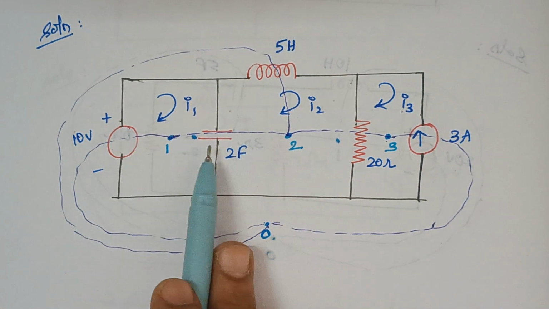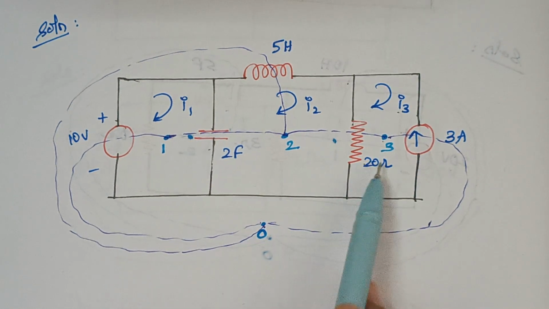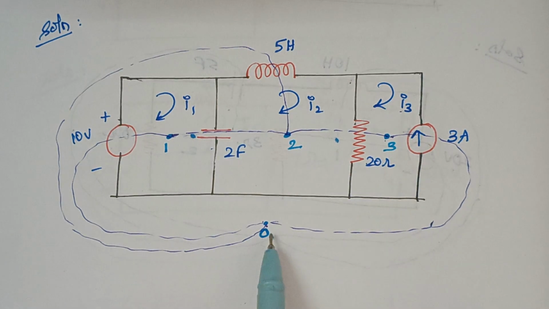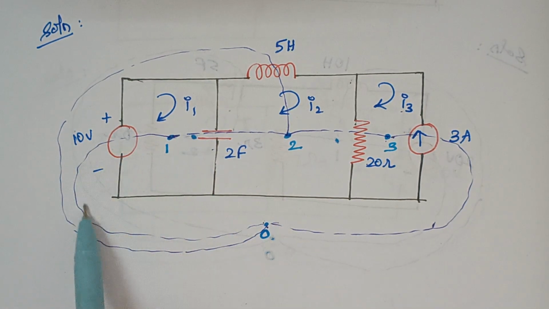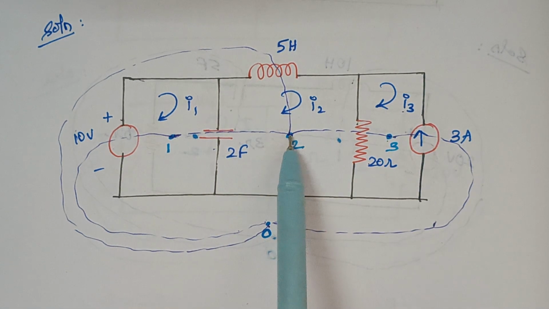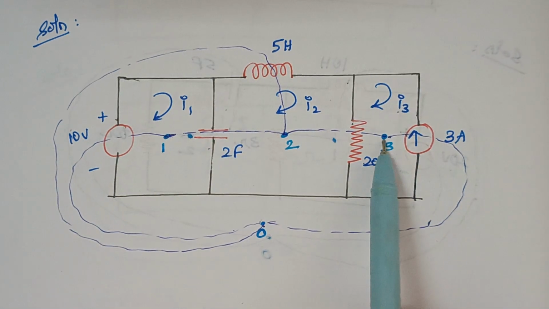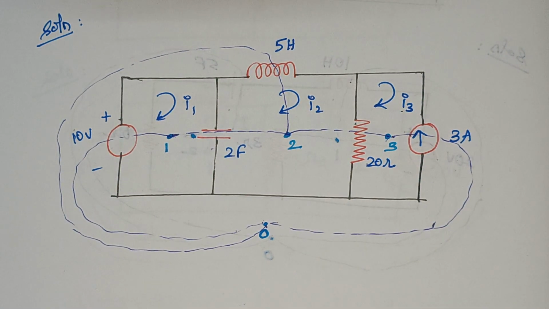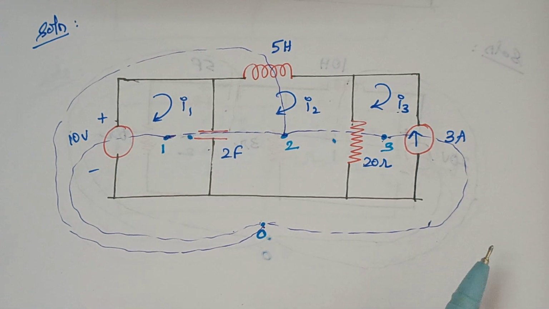So 1 and 2 are connected by this capacitor, 2 and 3 are connected by this resistor, and similarly each and every dot should be connected to a reference dot here. So this one is connected to the reference dot by this 10 volt voltage source, and similarly 2 is connected to this reference dot by 5 Henry, and this 3 is connected to this reference dot by 3 amps, right? So this is the basic step, right?